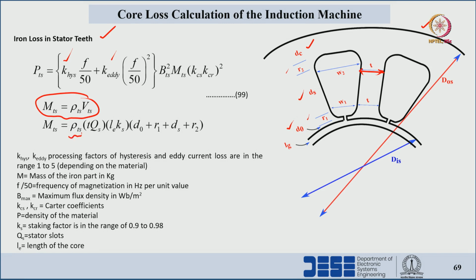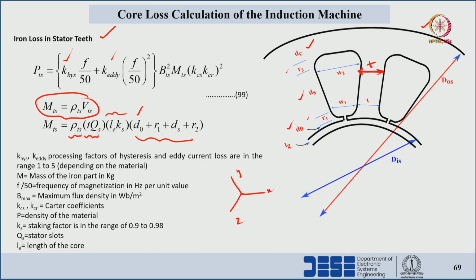Density we will see from the data sheet, and how to find the volume? We have to multiply the lengths along the x axis, y axis and z axis. With respect to the x axis, the length of each tooth will be T. So, how many teeth are there like that? QS, the number of teeth or stator slots. So, that is T into QS, and the length of the core, that is LE into KS, the stacking factor, and then the depth of the slot, the complete slot height.